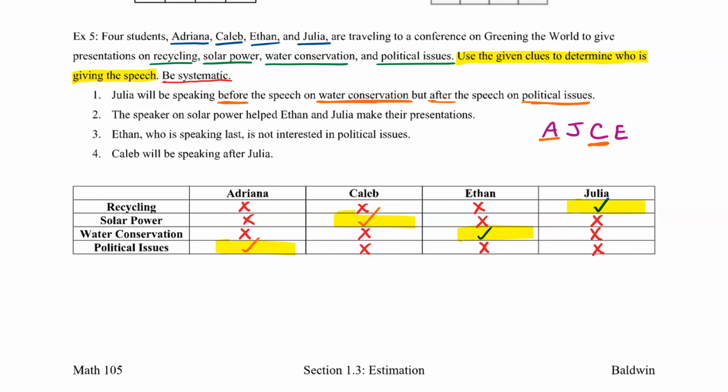Okay, so that was section 1.2, inductive and deductive reasoning.